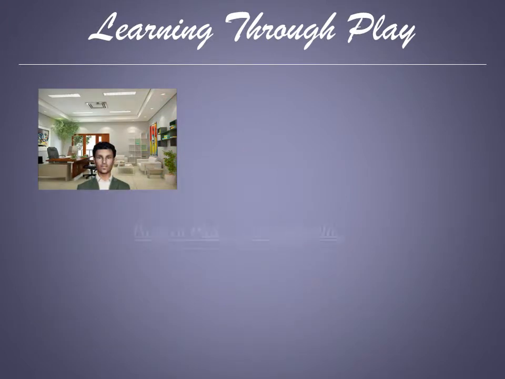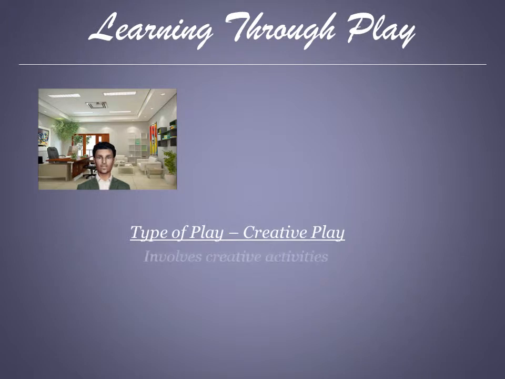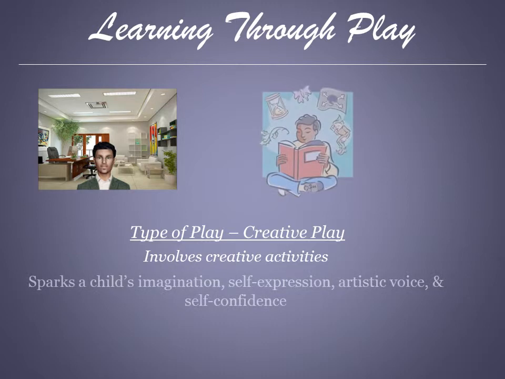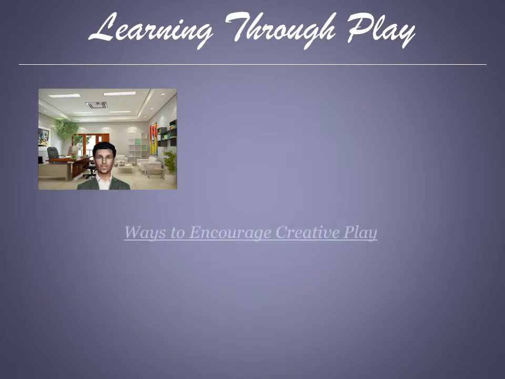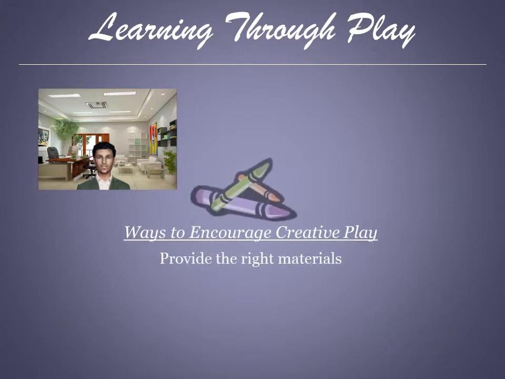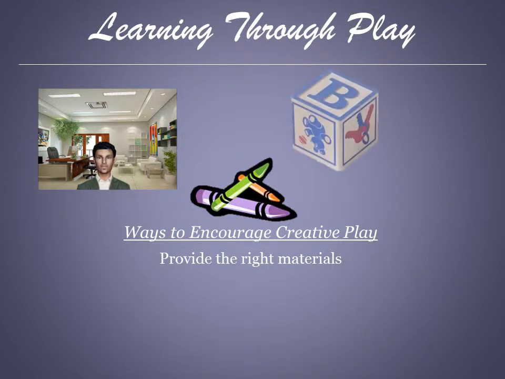Another type of play is creative play. It involves the types of things suggested by the name, creative activities. Creative play sparks the child's imagination, self-expression, artistic voice, and self-confidence. In addition, this type of play can help develop a child's fine motor skills. Encouraging creative play among children involves providing the right materials. In this case, crayons, construction paper, blocks, markers, glue, stamps, musical instruments, Play-Doh, and so on would be appropriate. Basically, you are looking for anything that can be used to make or build stuff.